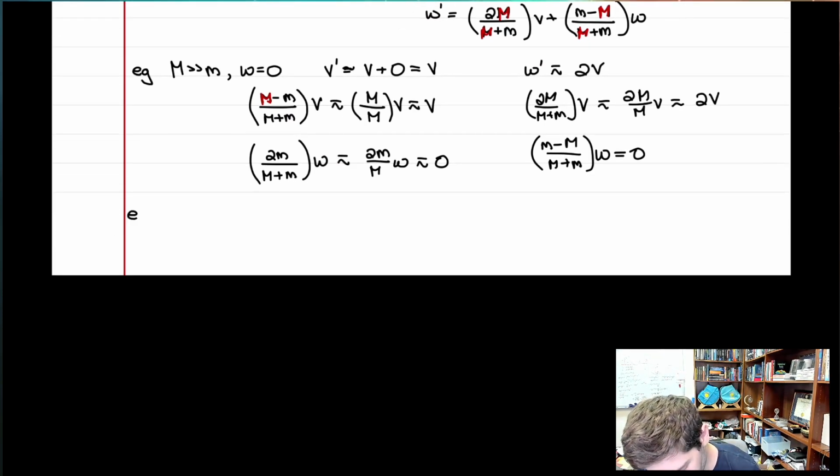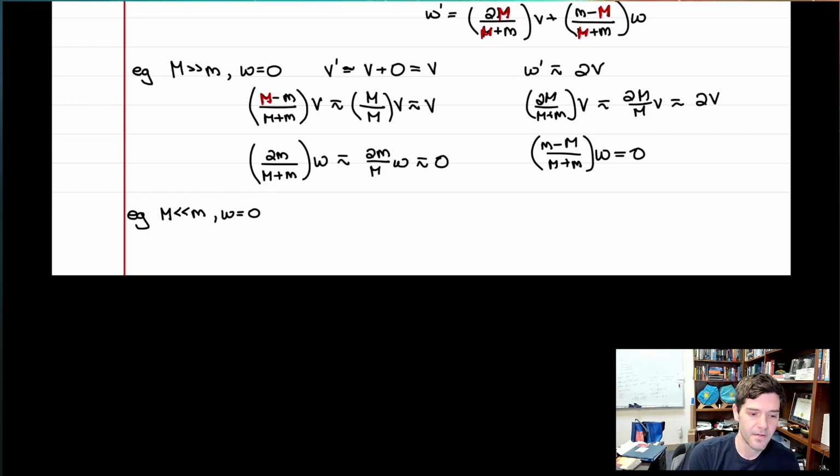And then what about the other case? Like, what if big M is much, much smaller than little m? And let's still stick with omega equals 0. So this might be like I throw a marble against a bowling ball, because now the marble is big M, which I'm saying is very small, actually. And then little m is the big mass in this case. So it might be I throw a marble against a bowling ball, or you could even go more extreme, since I'm saying omega 0, right? You throw a marble against a wall.